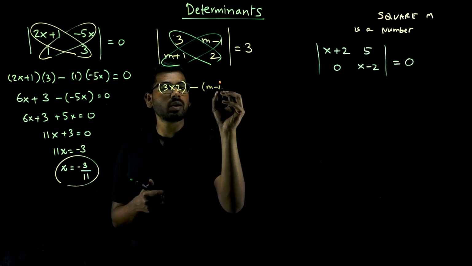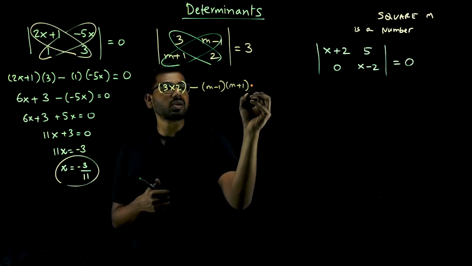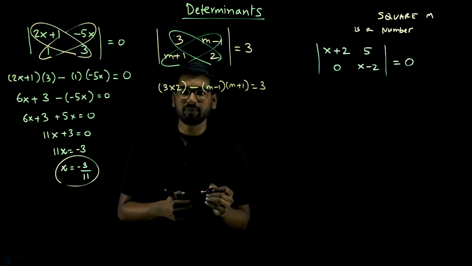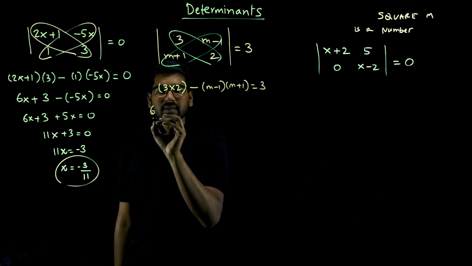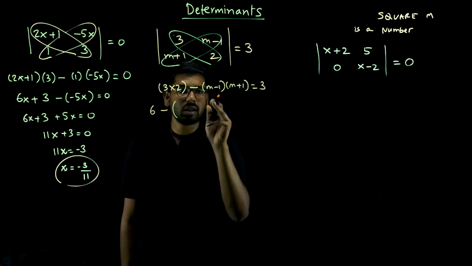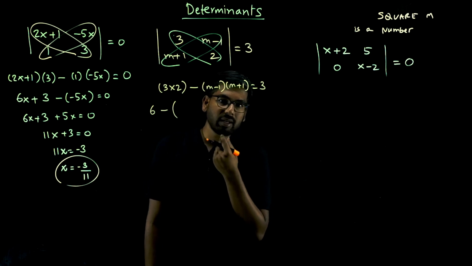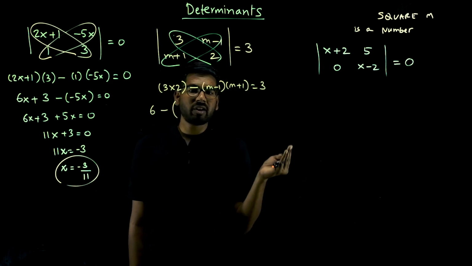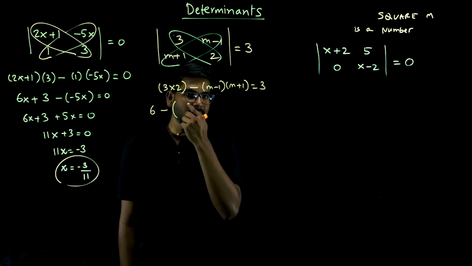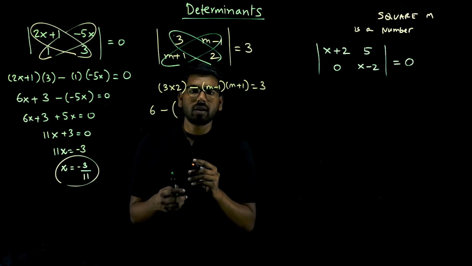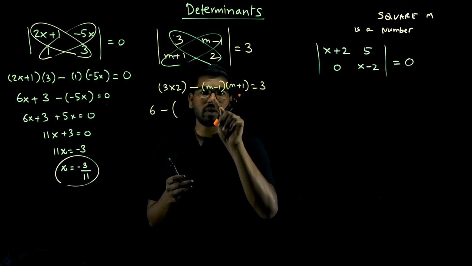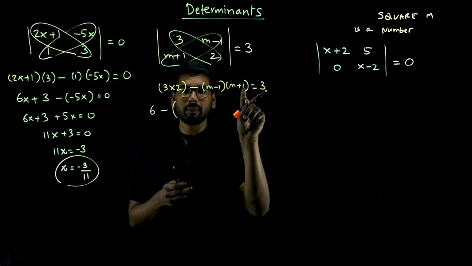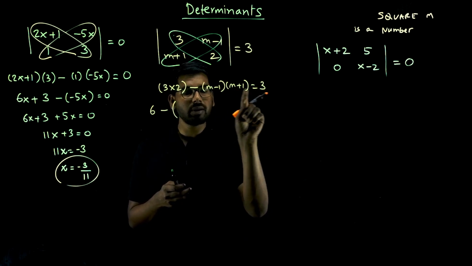So m minus 1 into m plus 1 is equal to ಏನು 3. So 3 into 2 ಏನಾಗುತ್ತೆ 6 minus m minus 1 into m plus 1 ಏನಾಗುತ್ತೆ. ಫಾರ್ಮುಲಾ ಗೊತ್ತಿದ್ರೆ a plus b into a minus b a square minus b square ಆಗುತ್ತೆ. ಇಲ್ಲ ಅಂದ್ರೆ you need to multiply. ಹೇಗೆ ಮಲ್ಟಿಪ್ಲೈ ಮಾಡ್ತೀವಿ ಫಸ್ಟ್ m into m plus 1 minus 1 into m plus 1 ಮಾಡಬೇಕು.